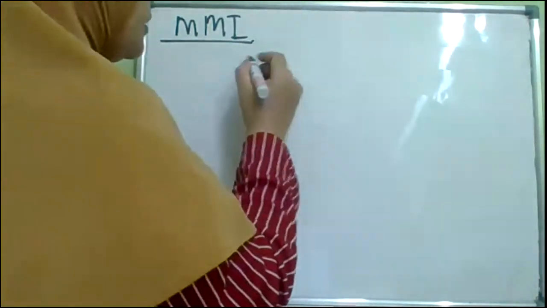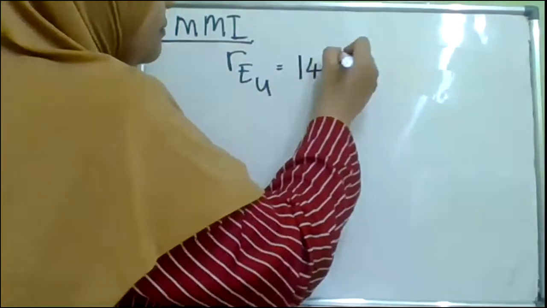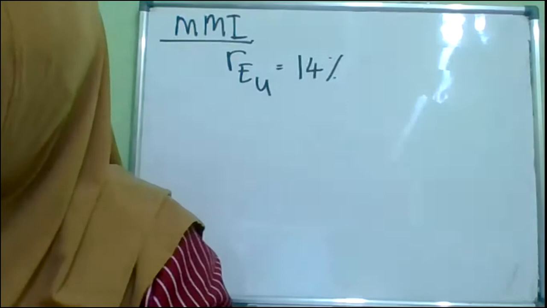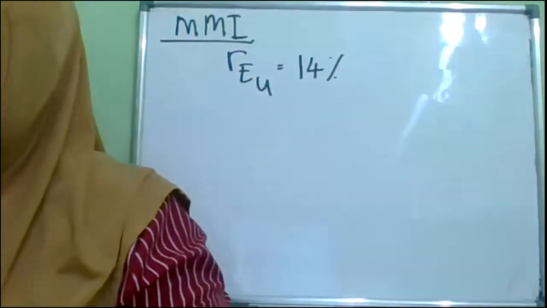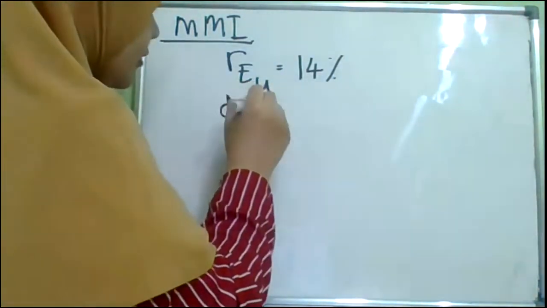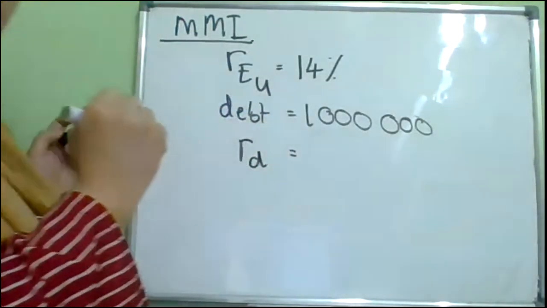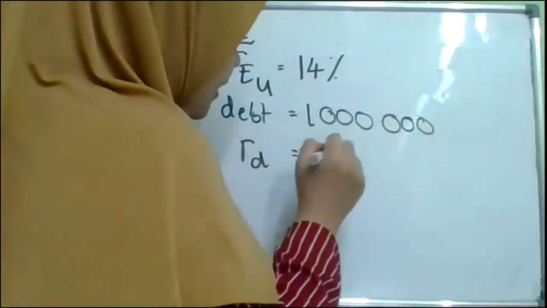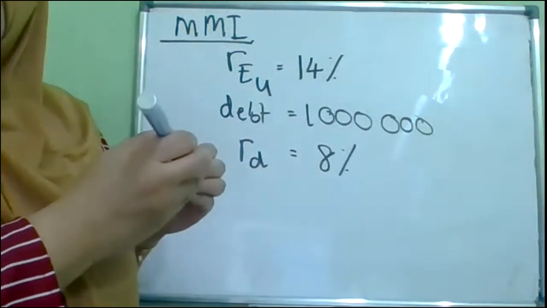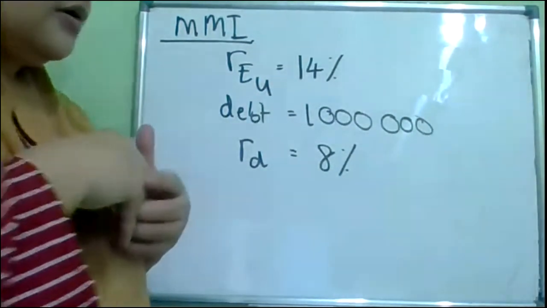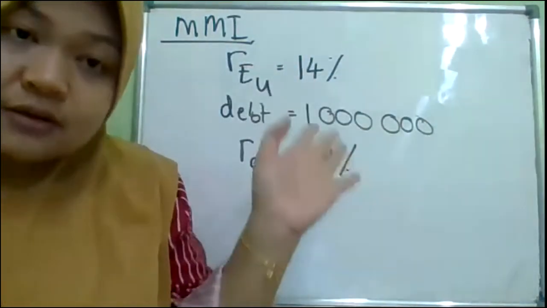Okay, firm U has no debt, so the cost of equity of the unlevered firm equal to 14%. Please look at the slide. Firm L has debt of 1 million ringgit and the cost of debt is 8%. So debt equal to 1 million, cost of debt equal to 8%. There are no corporate or personal taxes. The basic assumptions hold. So when you see the question later on, you have to be able to find all this kind of information.